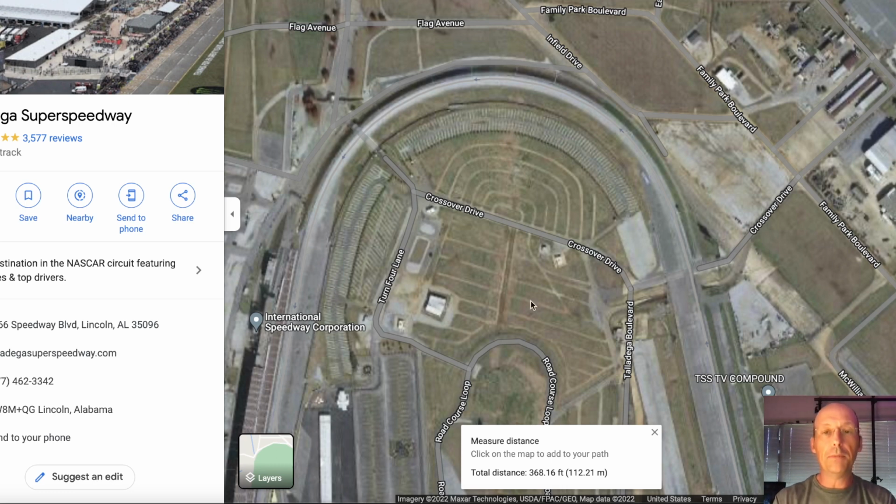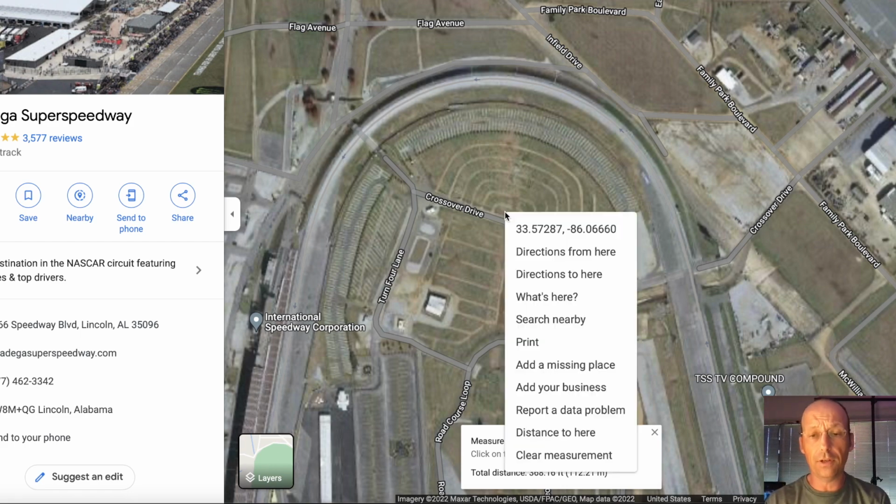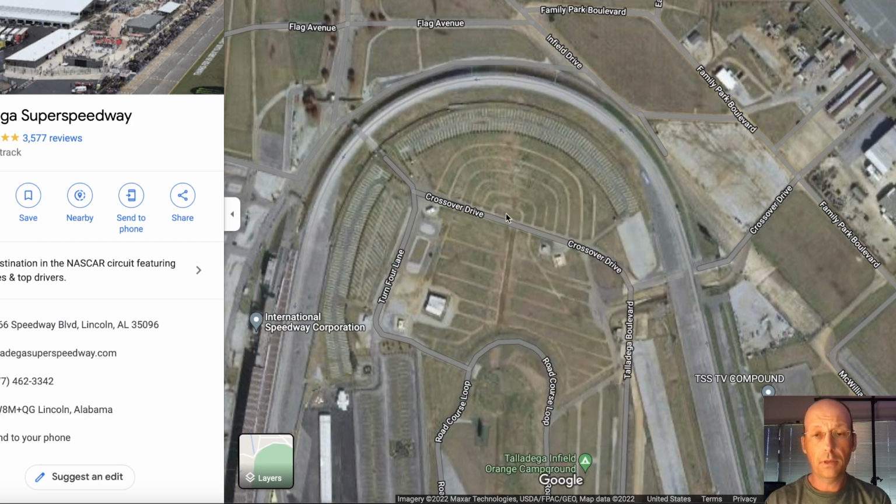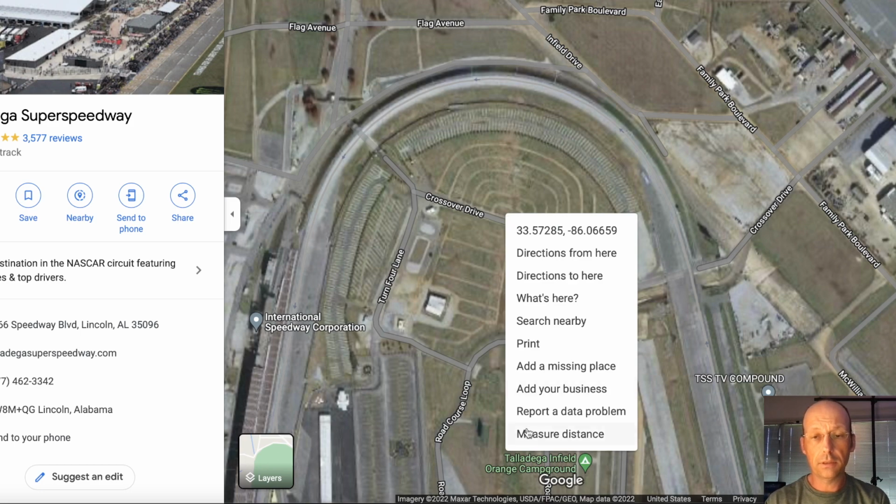Okay, so let's measure. I could try to measure the diameter, but it's not a complete circle. So I'm going to estimate like down here as the radius of the circle. So let's just measure from here. It's not perfect. That's fine. So measure distance.